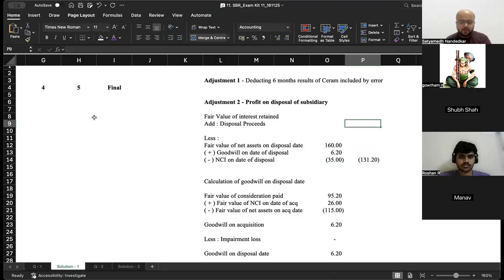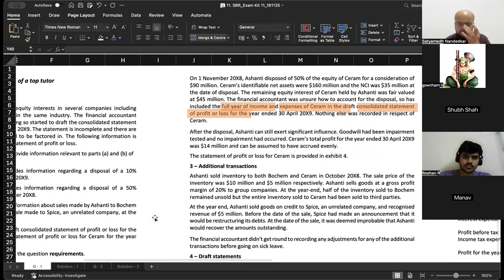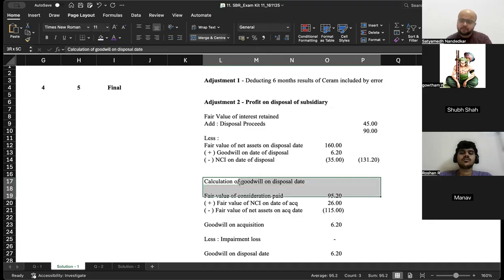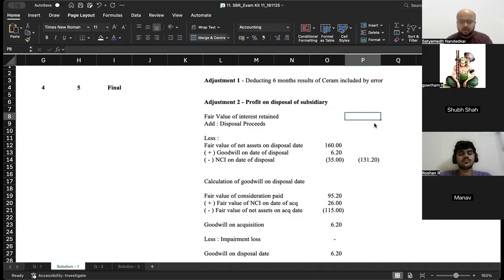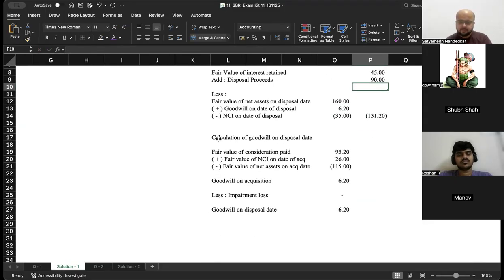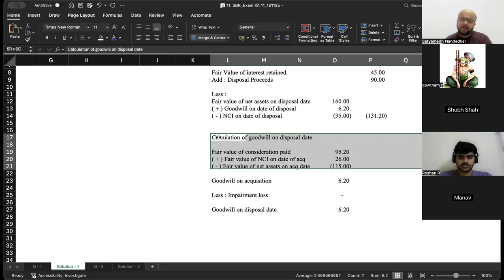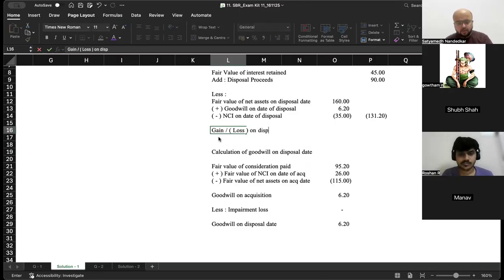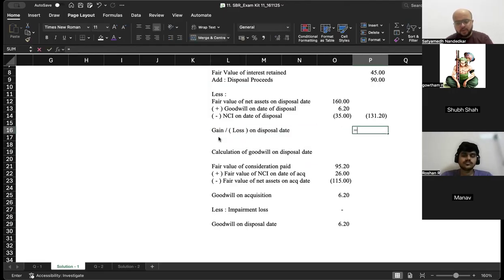Now, what are the disposal proceeds? 90 million. Correct. Remaining equity interest was fair valued at 45 million. 45, 90. Add it a little bit higher. Okay? What will you get after this? You will get gain or loss on disposal date.